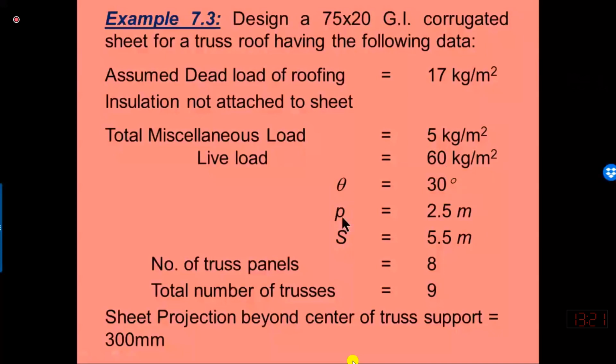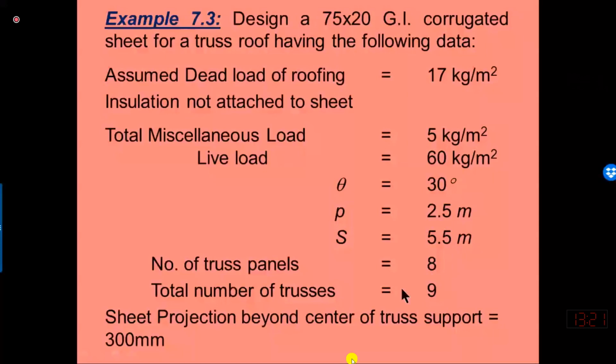So the truss has a total of 8 panels. If the length of one panel is 2.5 meters, the length of the total truss will be 8 multiplied by 2.5, and the answer will be 20 meters. And there are a total of 20 trusses.